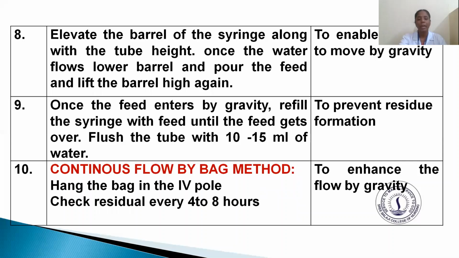And the continuous flow by bag method. Hang the bag on the IV pole. Check the residual every 4 to 8 hours to enhance the flow by gravity. For the syringe method, you can use the barrel of the syringe to give the feeding, about 10 to 15 ml. Another is the bag method: hang the bag on the IV pole. You can maintain it for 4 to 8 hours.